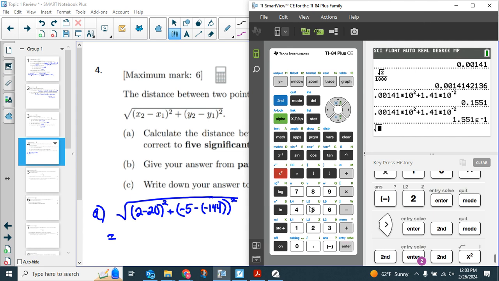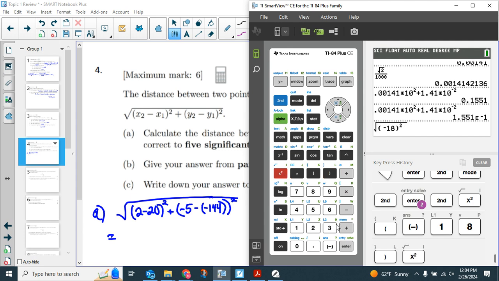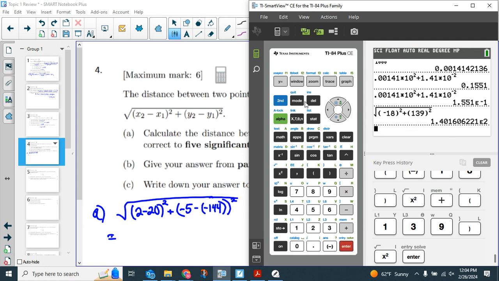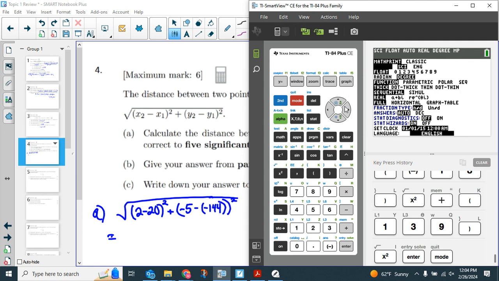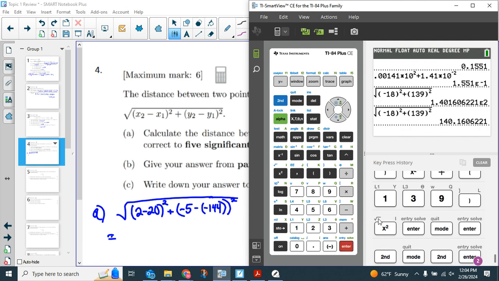We get the square root of, and this would be negative 18 squared plus, and this would be 139 squared. Of course, you don't have to do it that way. And of course, I forgot to put it back in standard mode here. All right, so to 5 sig figs, it would be 140.16.